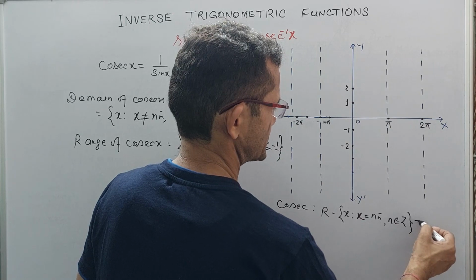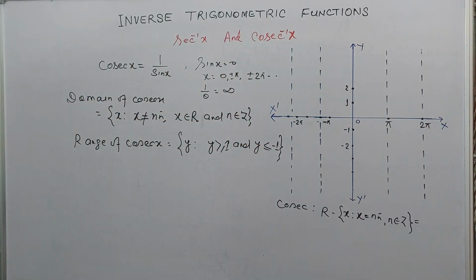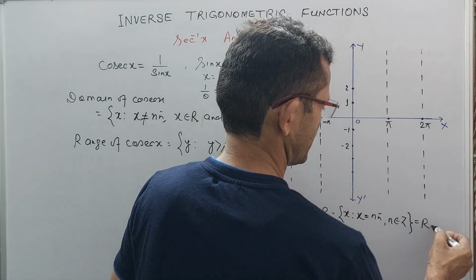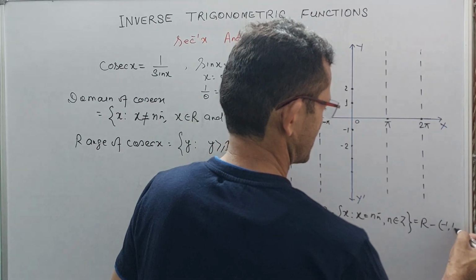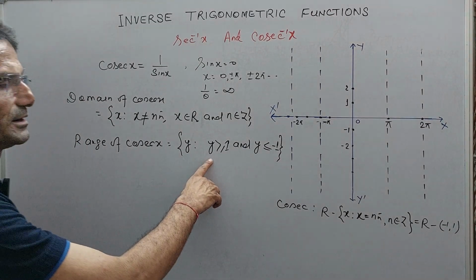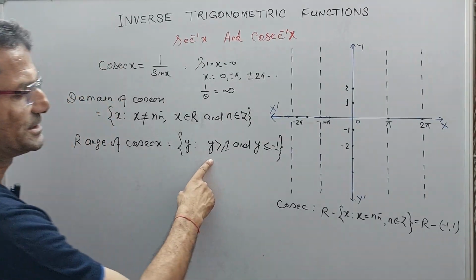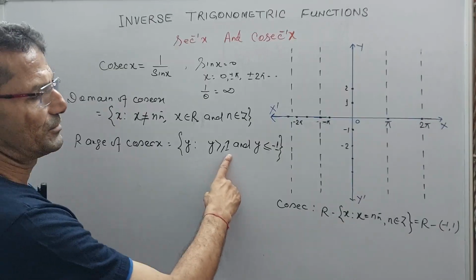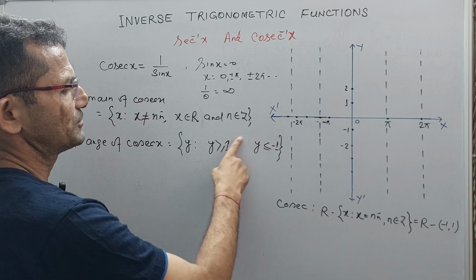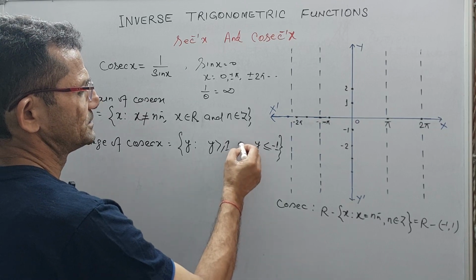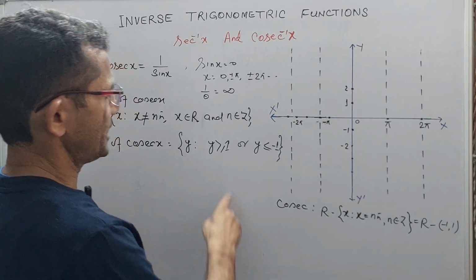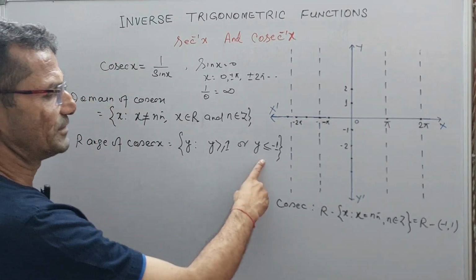And its range will be, from the set R, we have to delete from -1 to 1. I have explained that here y is either equal to 1, greater than 1, or less than or equal to -1. So we have to write here 'or'. At a time the values can be either greater than 1 or less than -1.